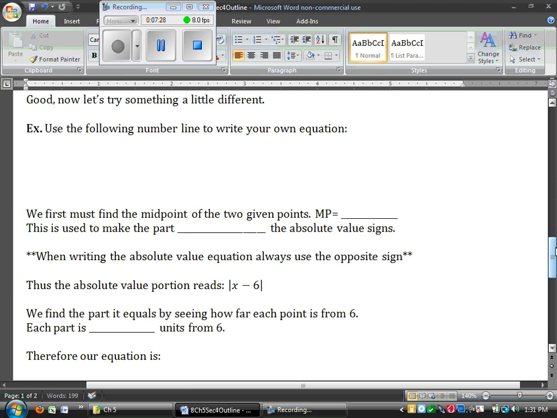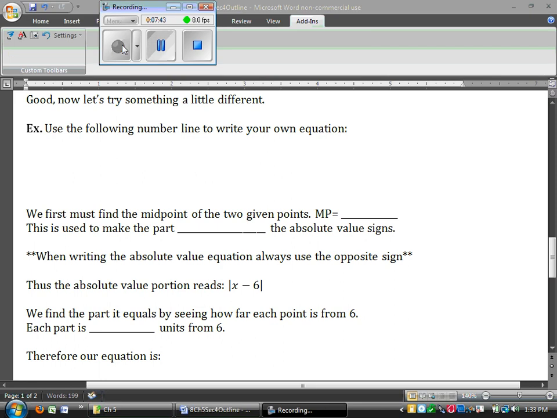Okay, now we're going to try something a little bit different with this. This time I want you to use the number line to make your own equation. Right, and hold on 1 second here. All right, I'm back. Sorry about that. I had to run and find my book real quick so we could put this number line up here.